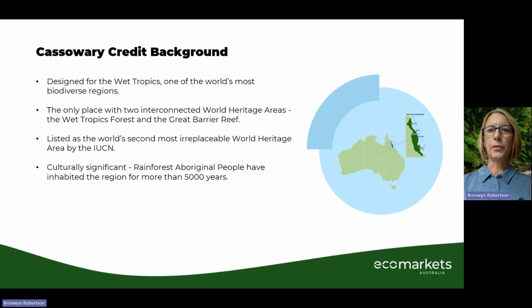Thanks, Hannah. I'll provide some background and context on the Wet Tropics region where Cassowary Credits was developed and some of the rationale which led to the development of the scheme. This will only be a brief overview, so the full scheme documents should be referred to for further information. The Wet Tropics region is in the far northeast of Australia. The region has globally significant biodiversity values, including 2 interconnected World Heritage Areas. Rainforest Aboriginal people have a long and continuous connection to the rainforest ecosystems of the region, having been stewards of this landscape for thousands of years.